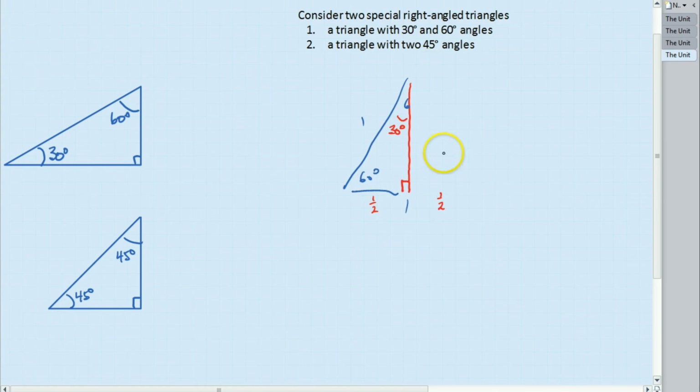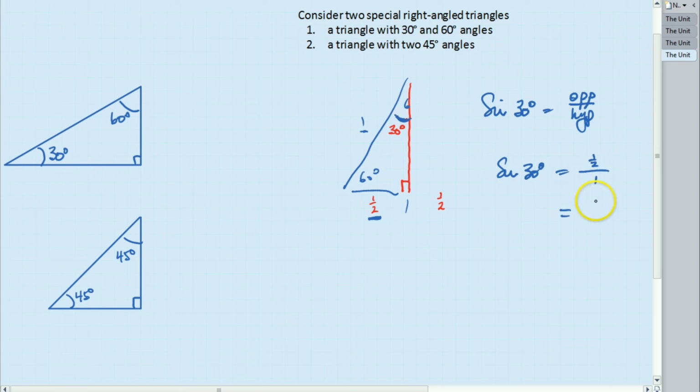And so let's now have a look particularly at this triangle here, and this is our 30-60-90 triangle. If I take this 30 degree angle here, we know that sine of 30 degrees is the opposite over the hypotenuse, and so the opposite is length 1/2, the hypotenuse is 1, so therefore sine of 30 degrees is equal to 1/2 over 1, or in fact it's just equal to 1/2. And so this is proof that the sine of 30 degrees is equal to 1/2, if the hypotenuse obviously is 1.